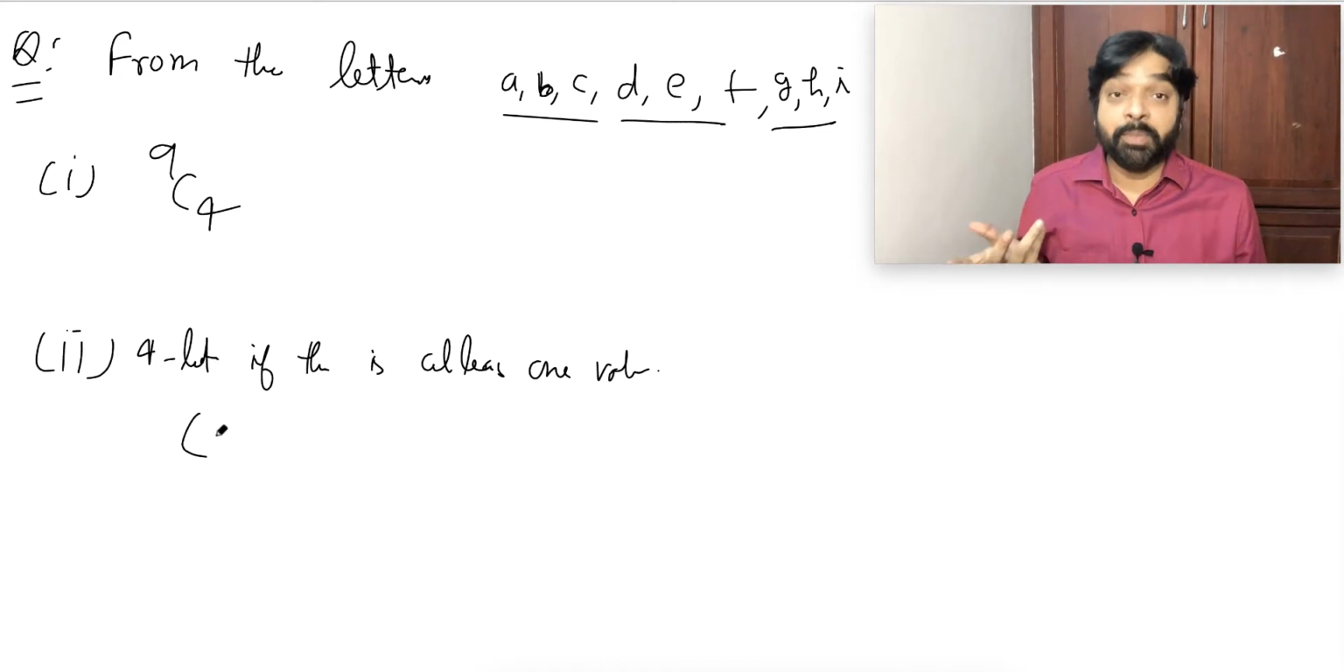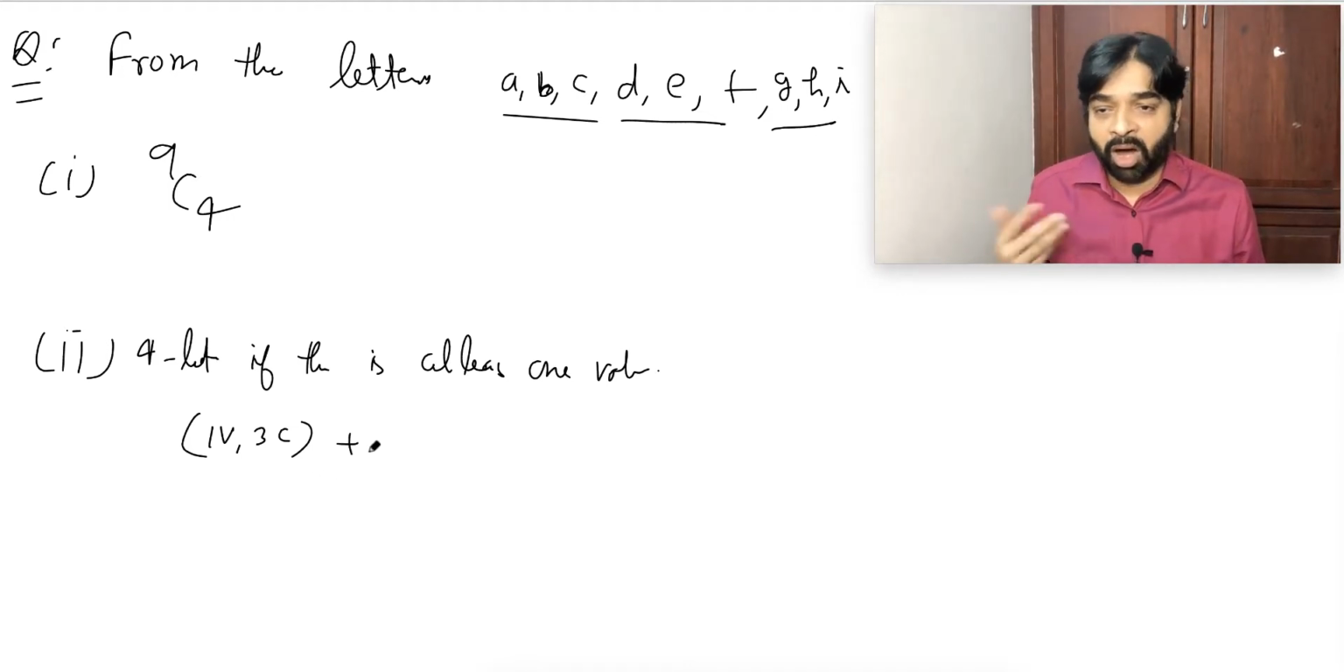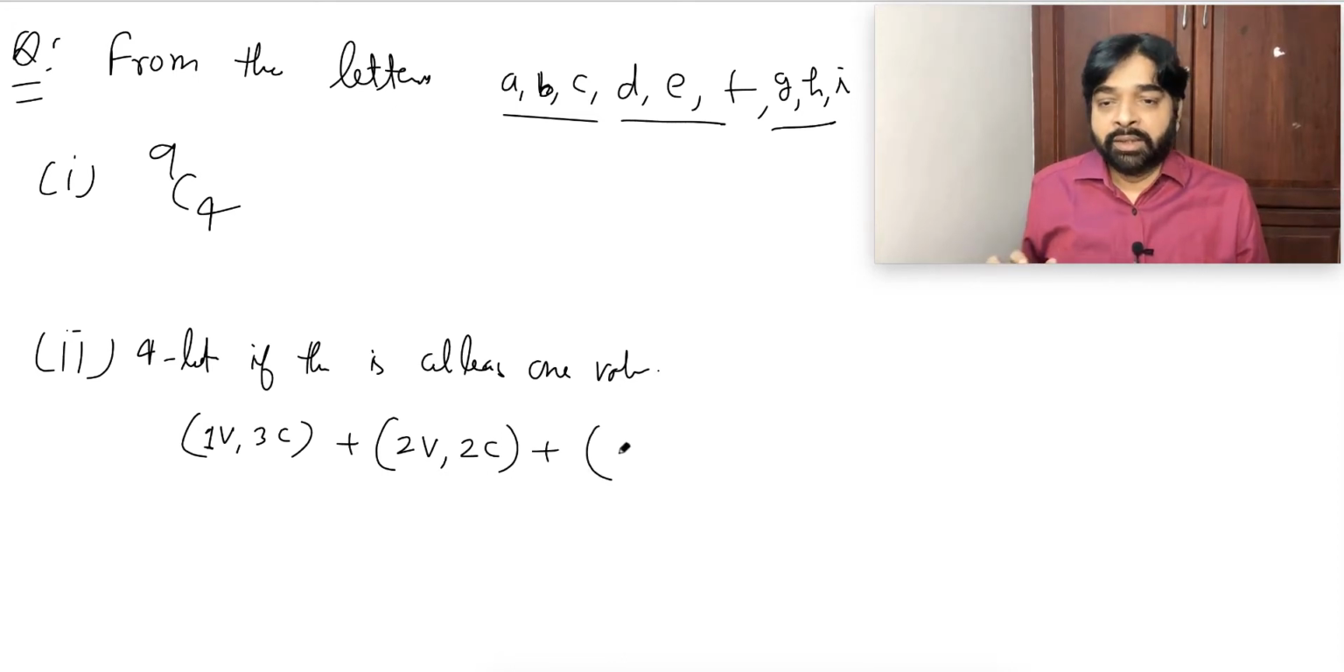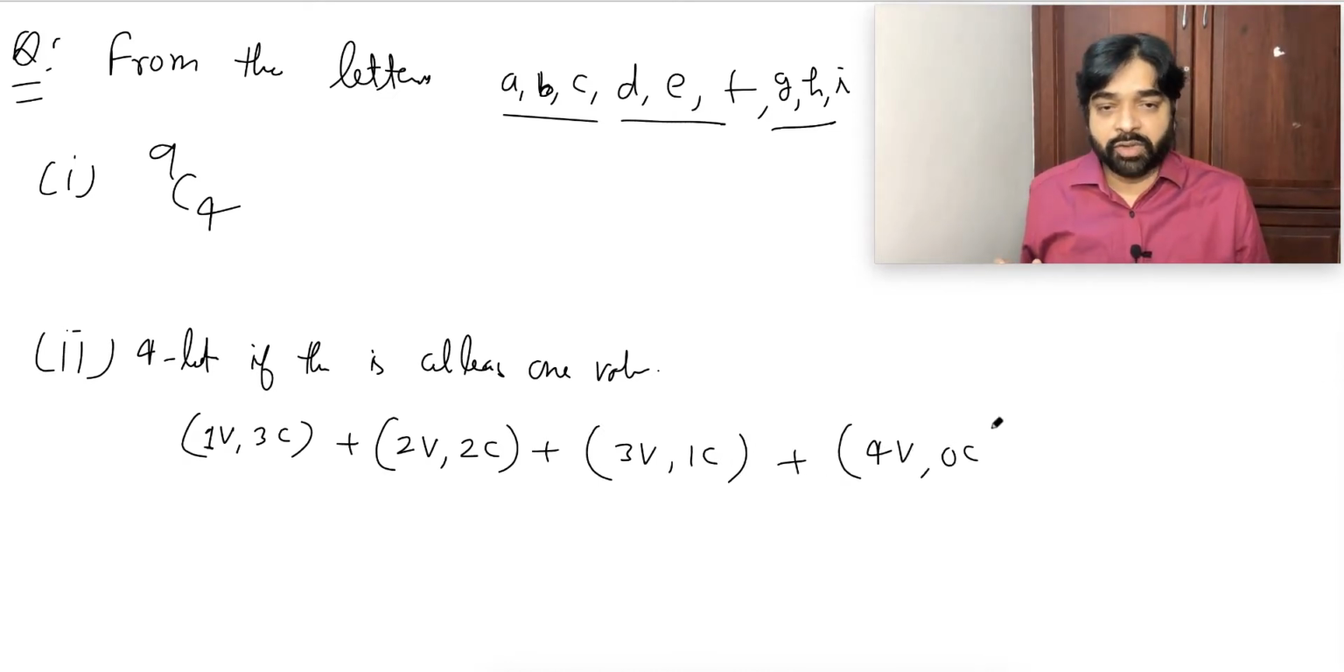Okay. What are the possibilities? 1 vowel, 3 consonants, or, see the way I am writing, this is the way you have to write, then only clarity will come. "Or" means addition. This is not 4, this is 1. This is not a Roman numeral. V means vowel. 1 vowel, 3 consonants, or 2 vowels, 2 consonants, or 3 vowels, 1 consonant, or 4 vowels, 0 consonants.